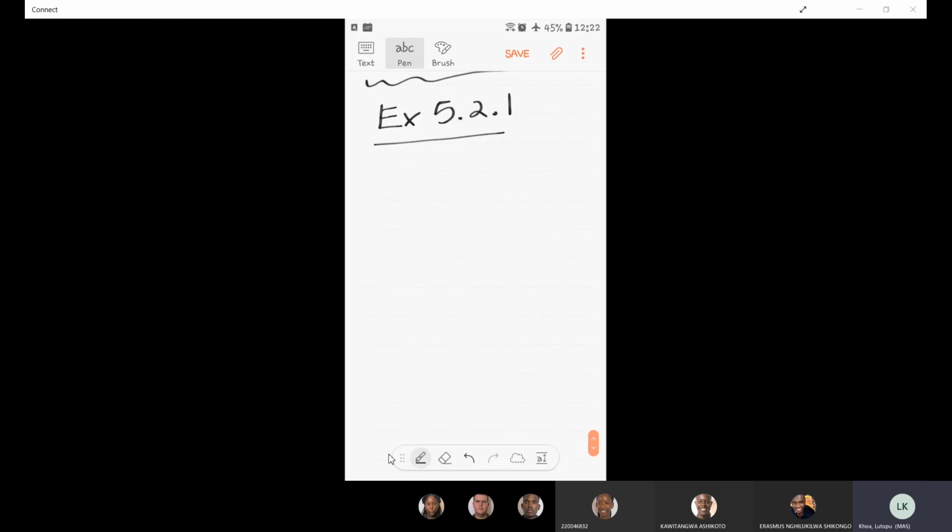Okay, in each of these we have to find the 100th term. So we're looking for U100. What is it equal to? So we're given, this is question number 1. So we're given the first sequence. This is 4, 1, minus 2, minus 5, and it continues and so on.